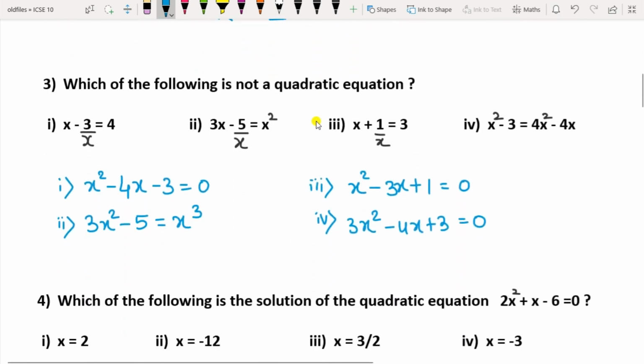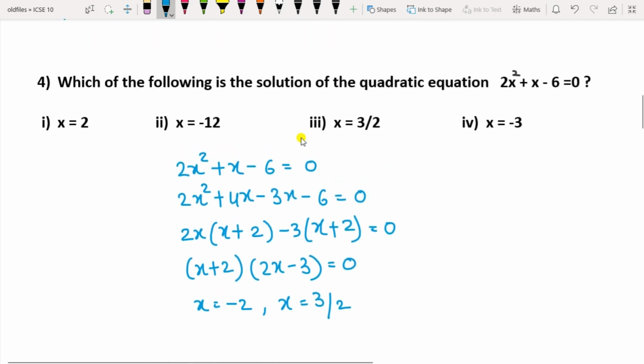Which of the following is not a quadratic equation? Here, for the first one, if you take the LCM, it becomes x square minus 4x minus 3 equal to 0. So this is a quadratic equation. They are asking for not a quadratic equation. The second one here is 3x square minus 5 equal to x cube. The power here is x cube, and the quadratic equation should have the power as 2. The degree of the equation should be 2, but this equation has the degree as 3. So equation number 2 is the correct answer.